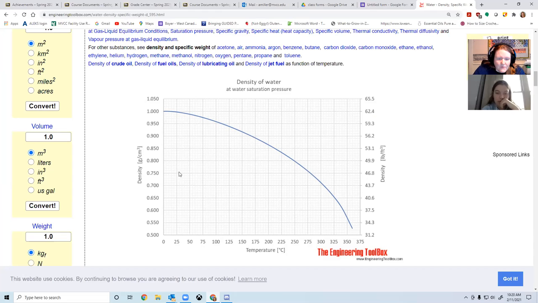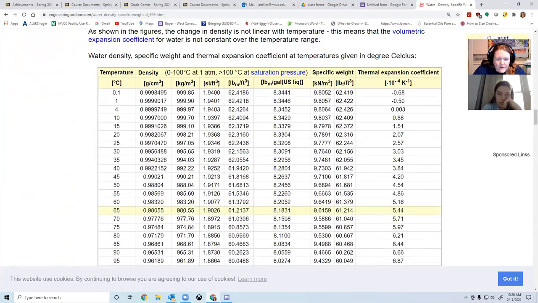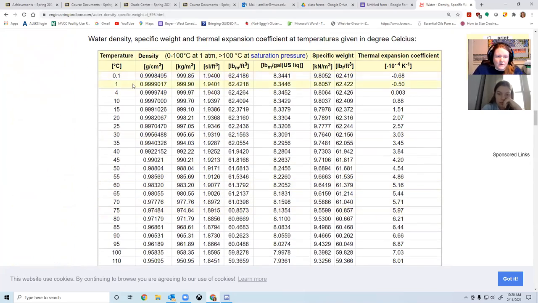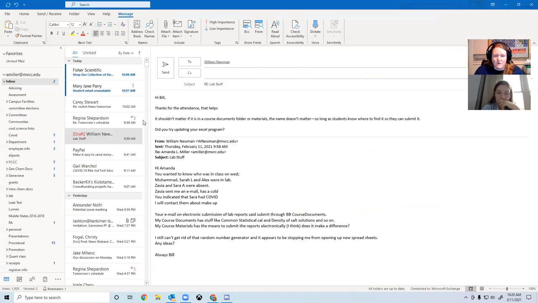So temperature matters. We usually think of about 20 or 25, depending on the situation, as room temperature. So it's just a little bit less than 1 gram per milliliter. And so we can go down to the data table and find something a little bit more detailed. So at 20 degrees, it's 0.9982067. They give us lots of sig figs. I think I'll just write 0.9982 on our whiteboard.